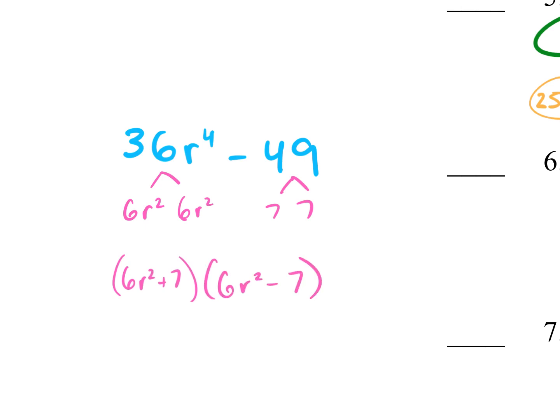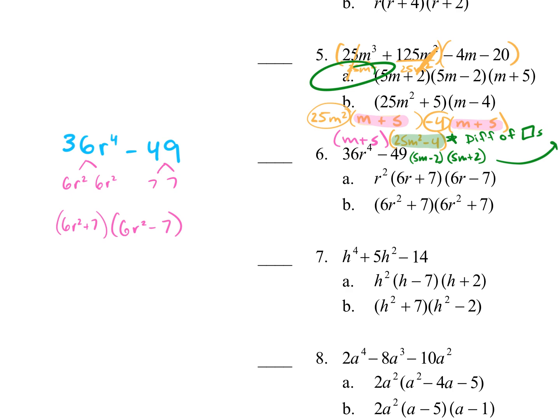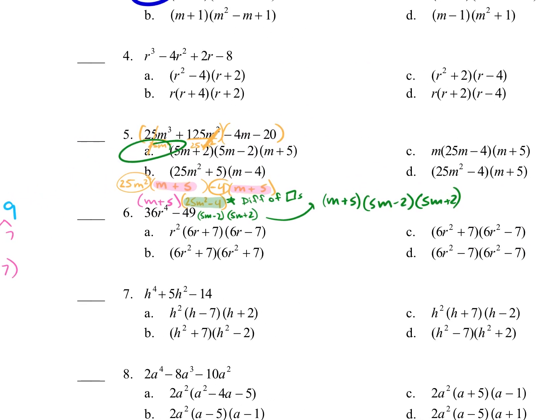Could we factor either one of these anymore? Nope. They're not the difference of squares because 6 and 7 aren't perfect squares. So looking at our answer choices, we have 6r squared plus 7 and 6r squared minus 7. That would be C.